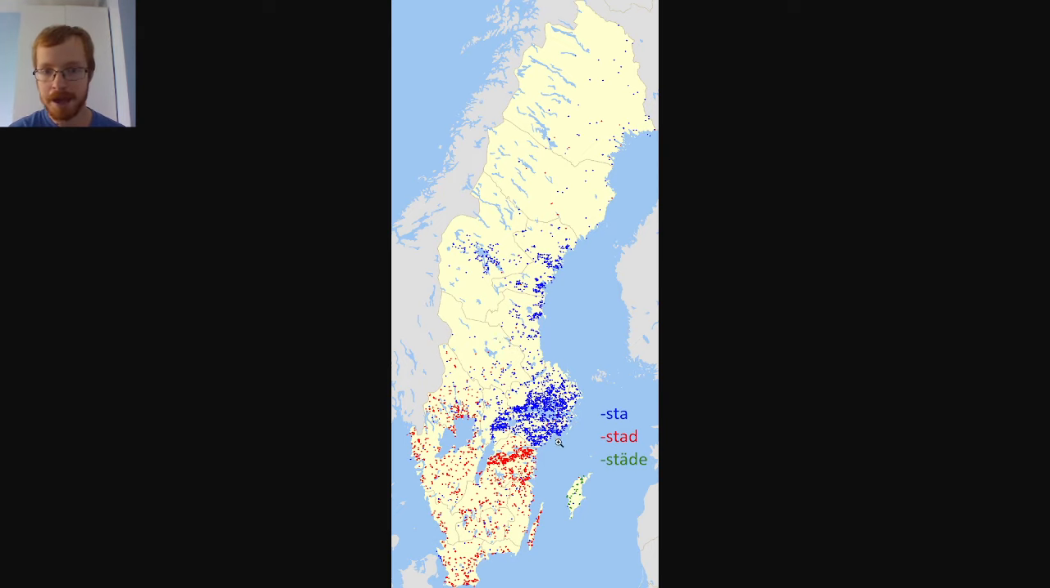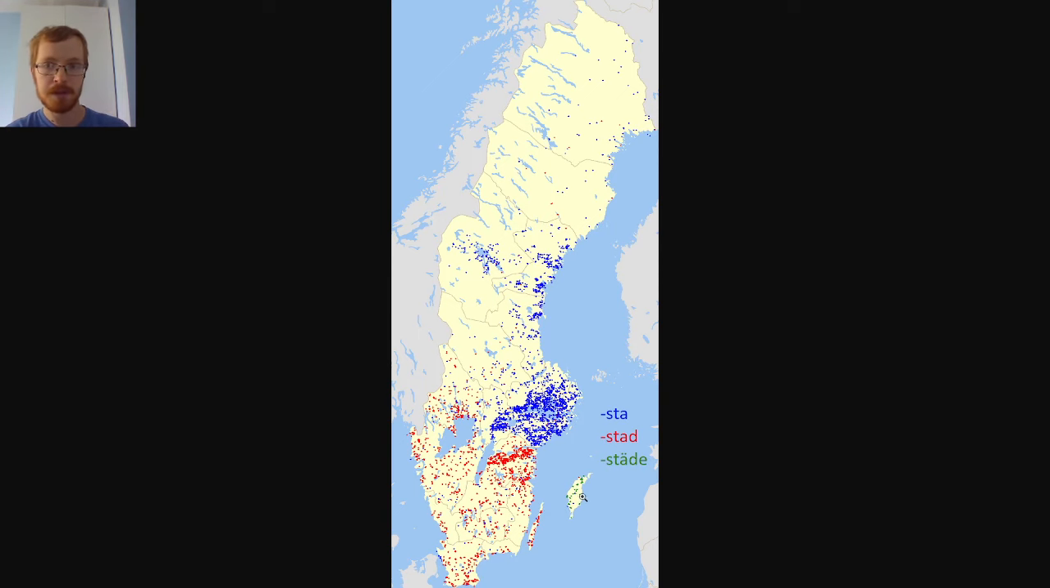So here we have the sta, stad and ställe endings. If you see sta, you'll be more likely to be in the northern or central parts of Sweden. If you see stad, you'll likely be in the south, and if you see the ställe ending, you might be on the island of Gotland.